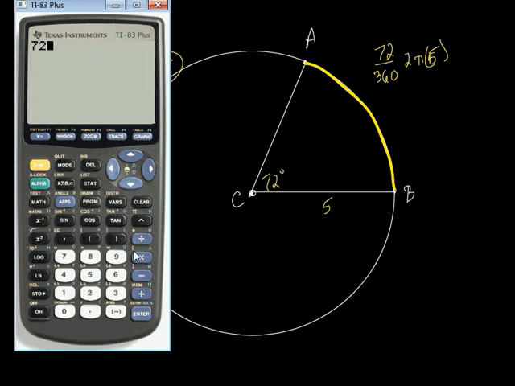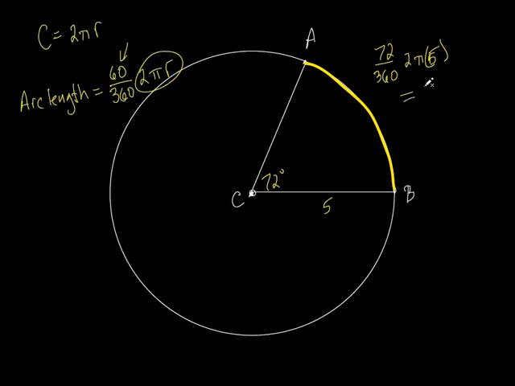72 divided by 360. Oops. Let's try it again. 72 divided by 360. There we go. It's 0.2 times 2 times pi times 5. And then there it is. It's about 6.3, right? So at 72, the arc length is equal to around 6.3. That's longer than what the 5.2 was, isn't it?